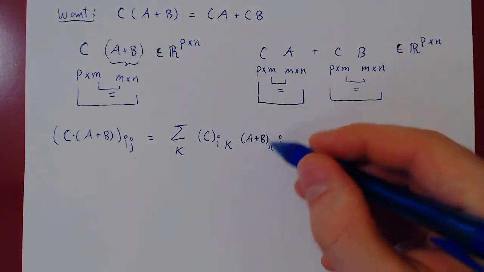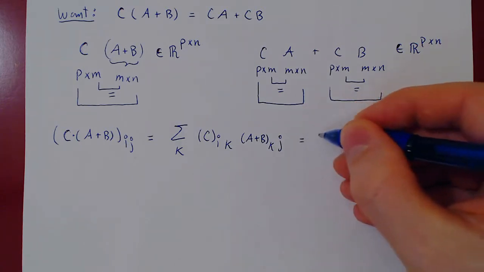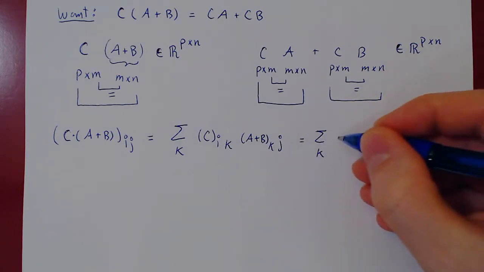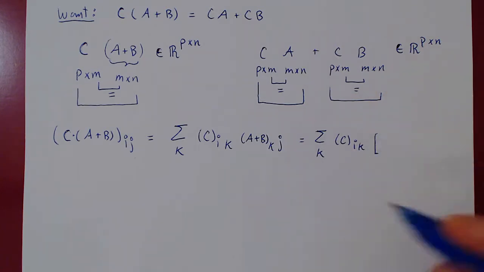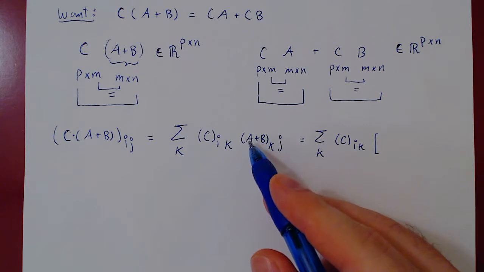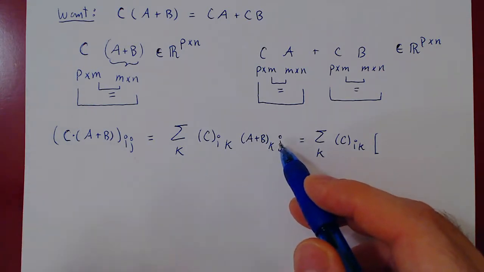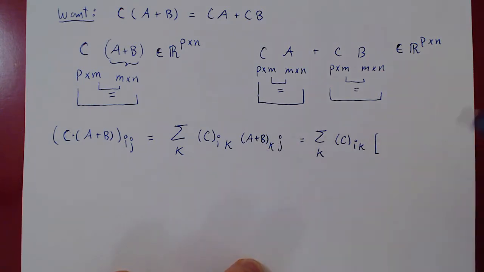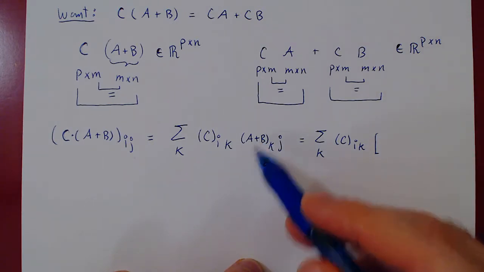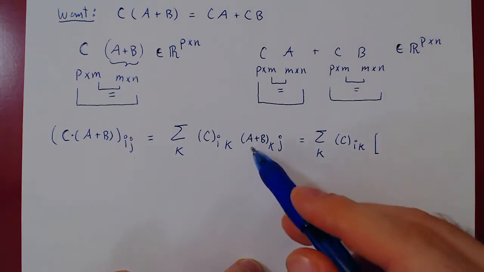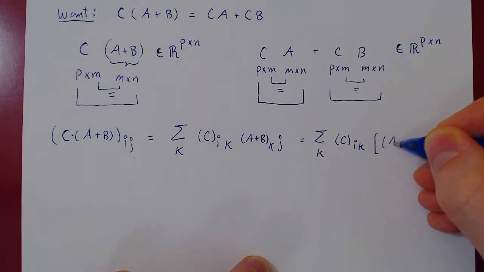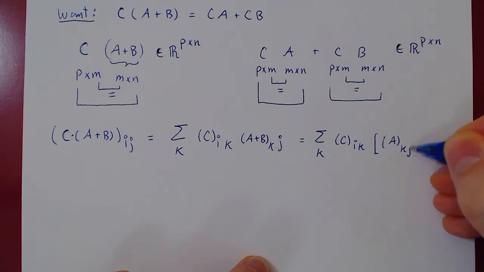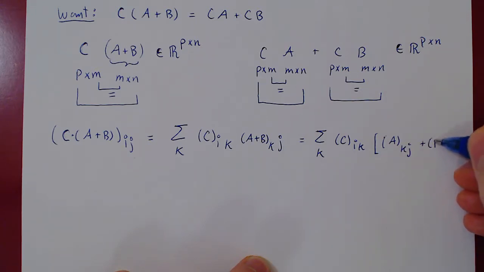All right, let's look at this term now. We have the summation over k, the entry in matrix C in the ith row kth column, times, if you look here, we take the entry in matrix A plus B in the kth row jth column. Well, as we've said before in a previous example, when we add matrices, we add corresponding entries. And so the entry in the kth row jth column of A plus B is the entry in matrix A in the kth row jth column, plus the entry in matrix B in the same position, kth row jth column.